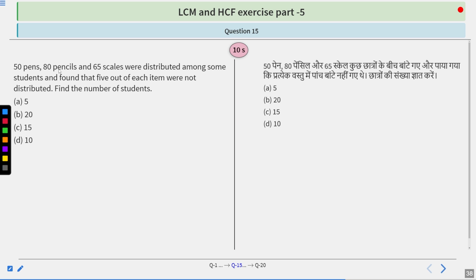50 pens, 80 pencils, and 65 scales were distributed among some students and found that 5 out of each item were not distributed. Find the number of students. Options are 5, 20, 15, and 10. These are the options.